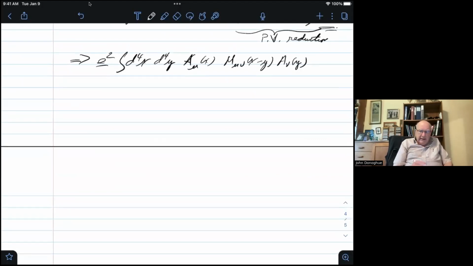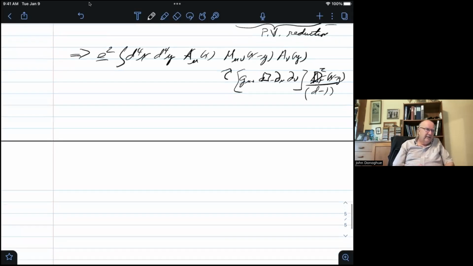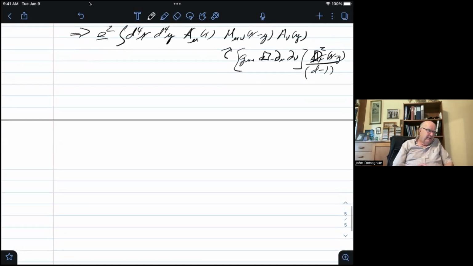Okay, and by doing that, the answer turns out to be that this is g mu nu box minus d mu d nu times the Feynman propagator squared and divided by d minus 1. Okay, so there's some little trick there, but I've turned it basically into the scalar propagator squared, the bubble.